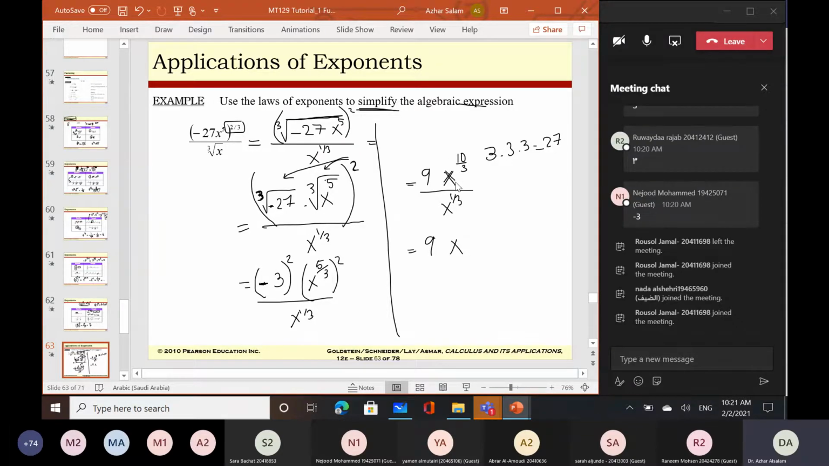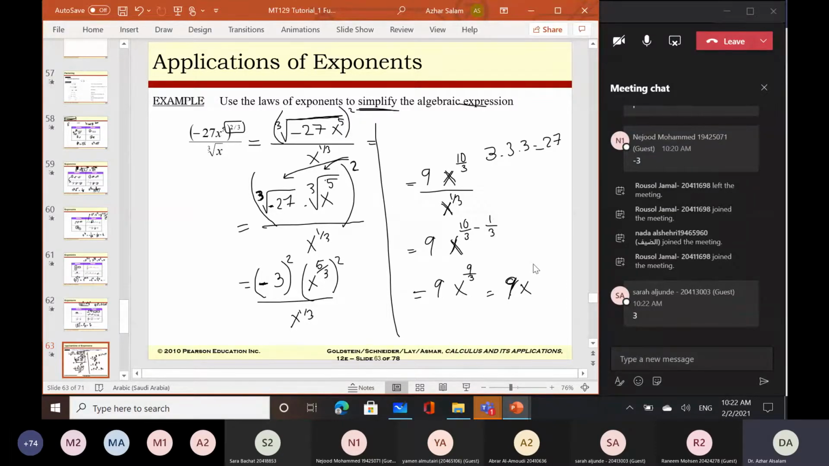Here I have the same base, x and x. So it will be the same base and subtract the powers or the exponents: 10 over 3 minus 1 over 3. I have the same denominator here. The exponent of x is 10 minus 1, it will be 9 over 3, which will be 9 multiplied by x to the power 3. This is the simplest answer.